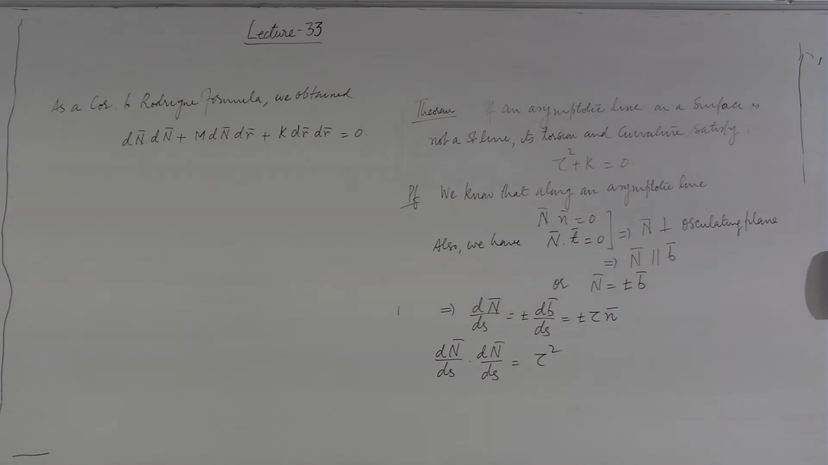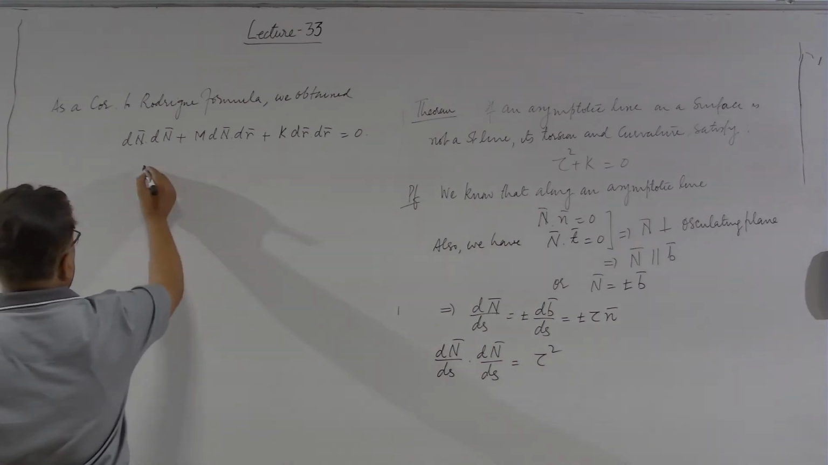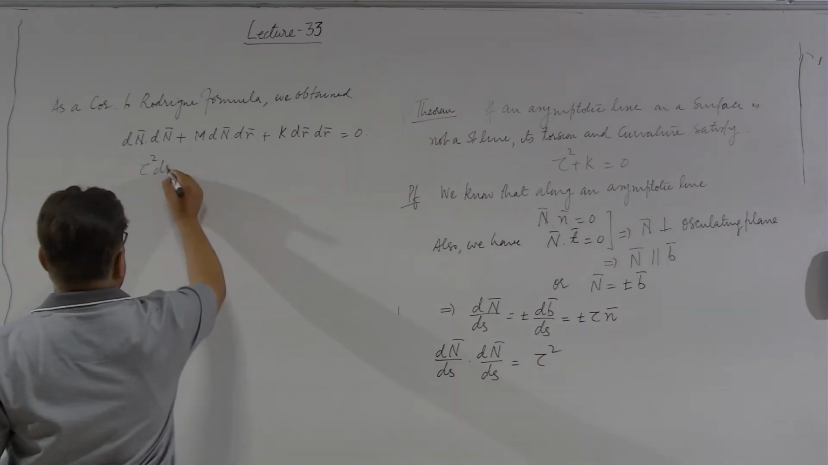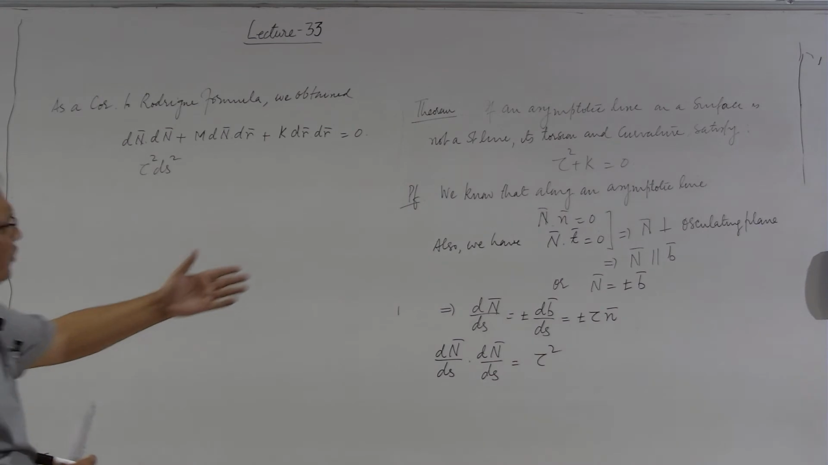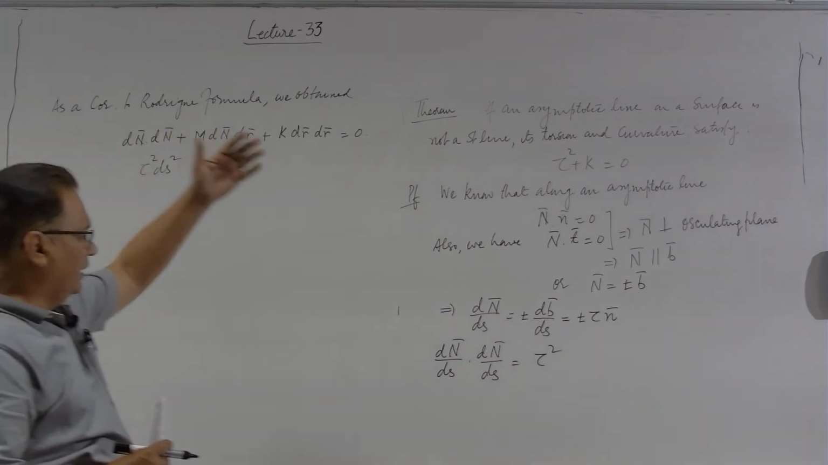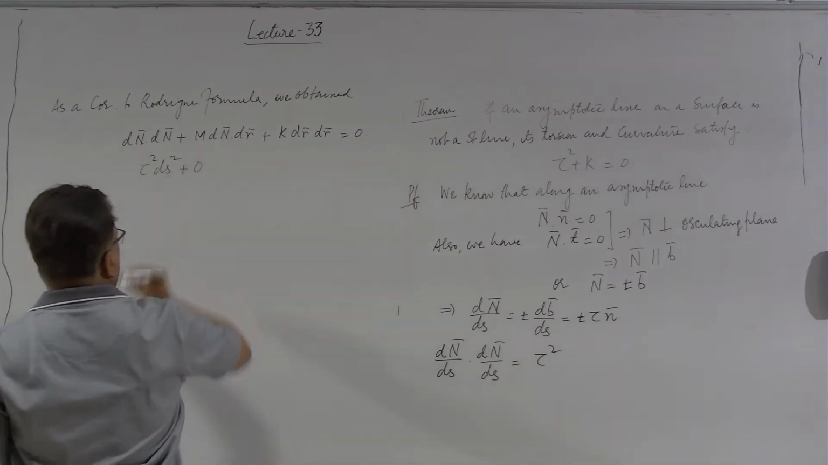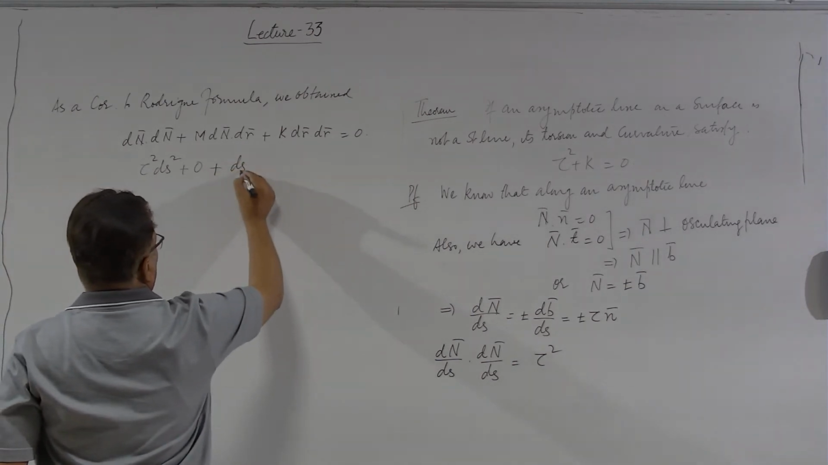Okay. Now, dn dot dn I have as tau square, in fact into ds square also. And dn dot dr will be 0. Why? Because dr is t, and in fact dn dot dr comes out to be the second fundamental form. So this will become 0; the second term is 0. And k times dr dot dr I can write down as ds square.